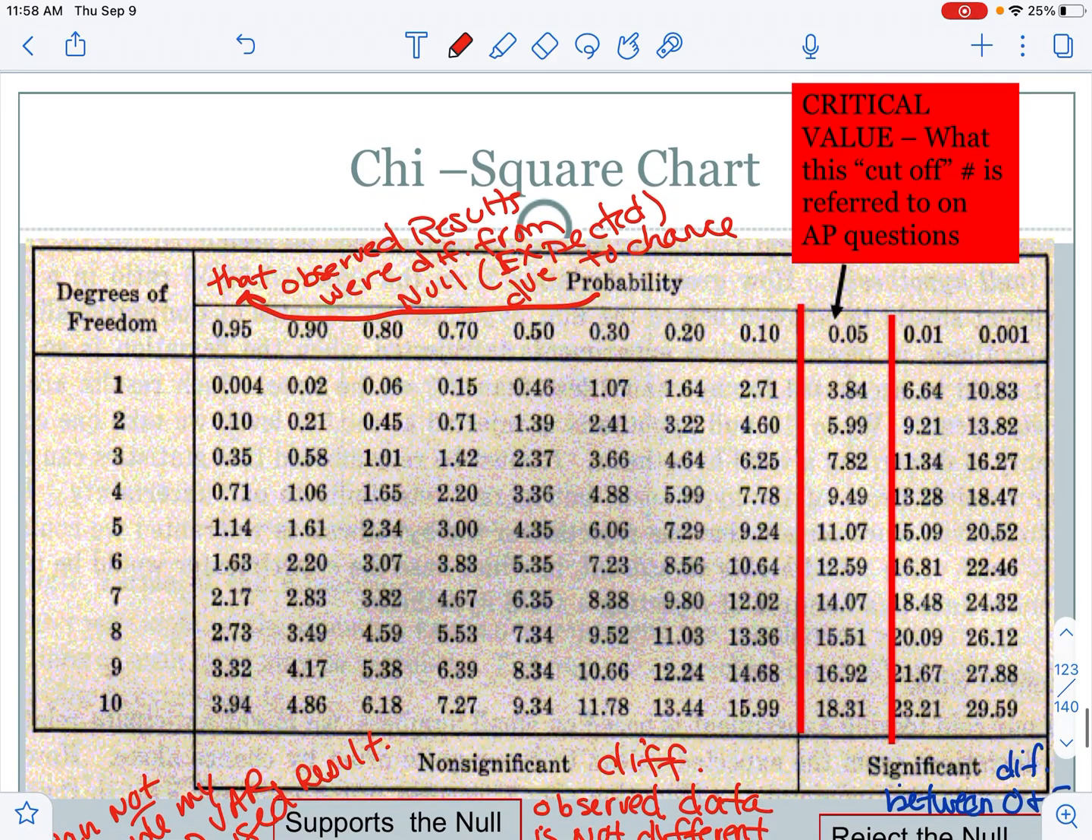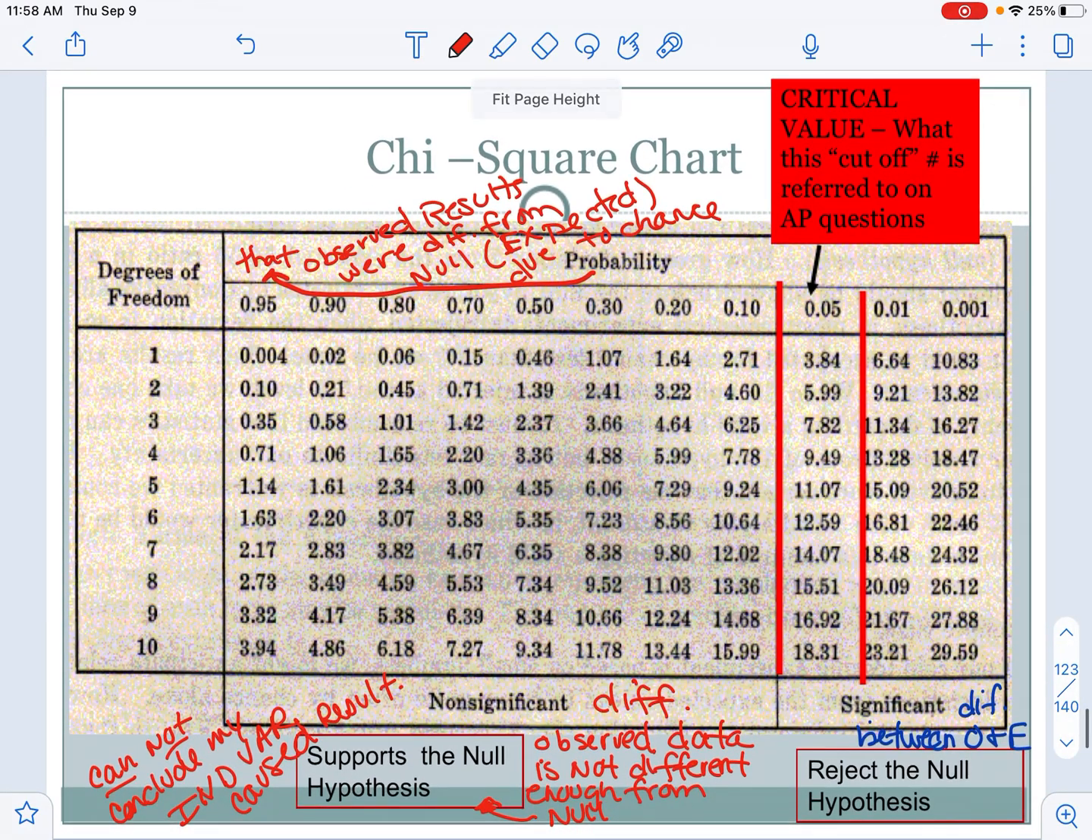Okay, so here's our chi-square chart. The critical value, remember across the top, it gives us the probability, which is basically a percent or a probability that the results we got would be off from the expected.